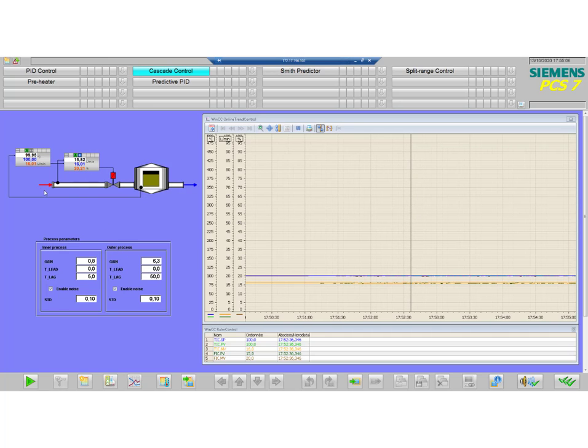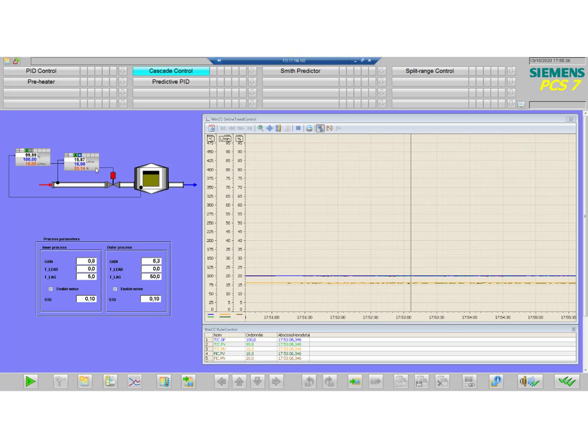You can see here that the cascade is functioning properly. The inner loop here is in automatic mode and we are in external mode. So this means that this inner loop receives its set point from the outer loop. You can see here in orange the outer MV and here in blue the inner set point, and they correspond all the time, right? This one is simply in automatic mode.